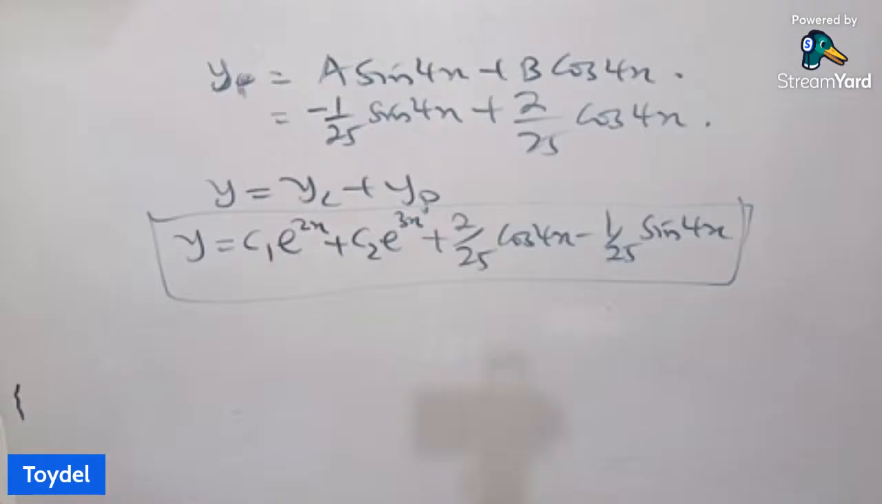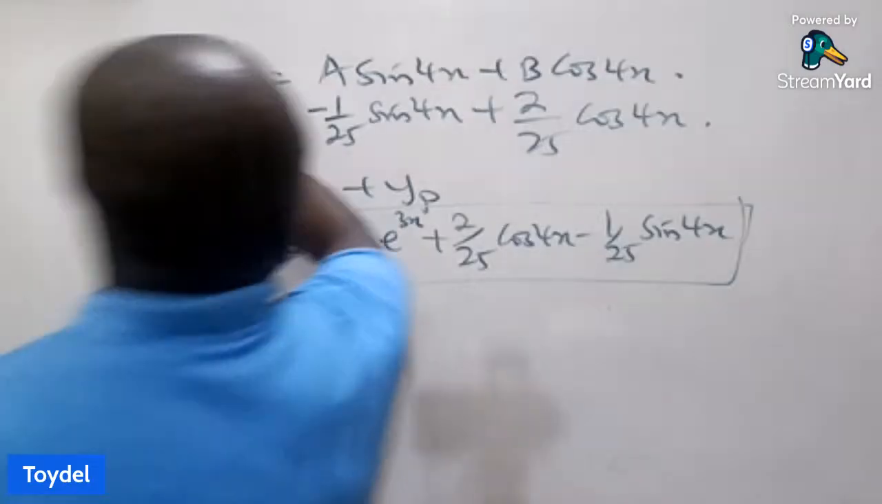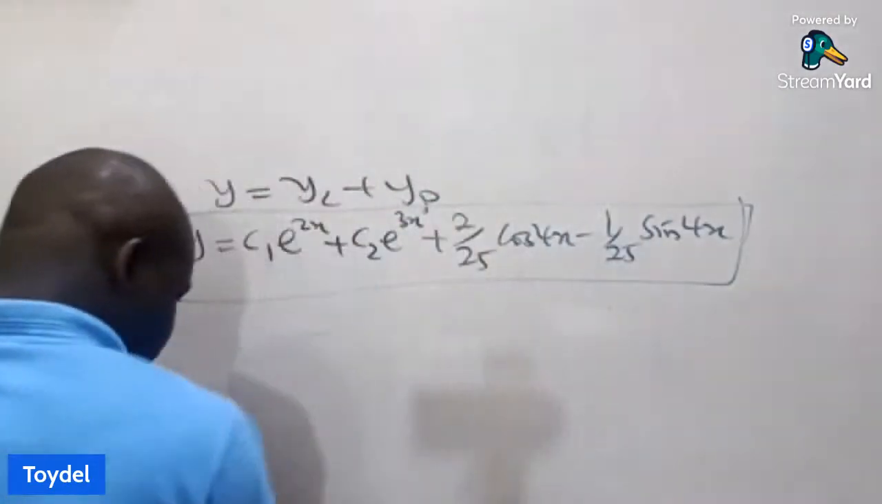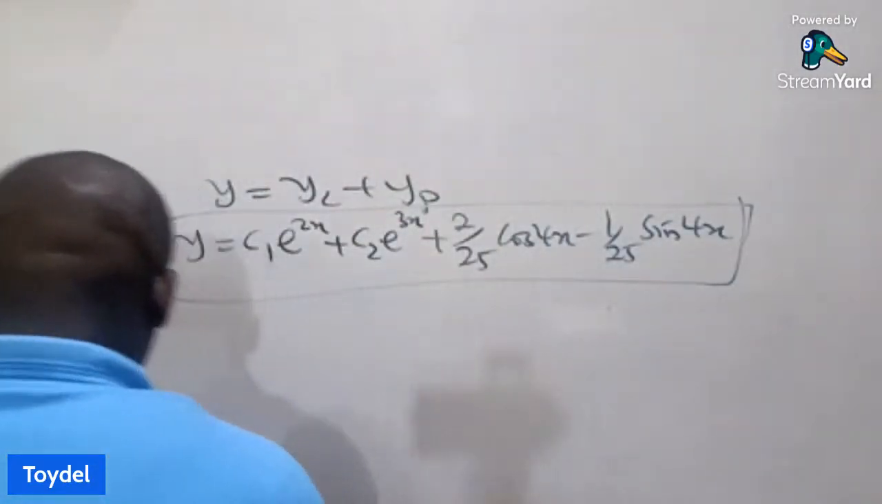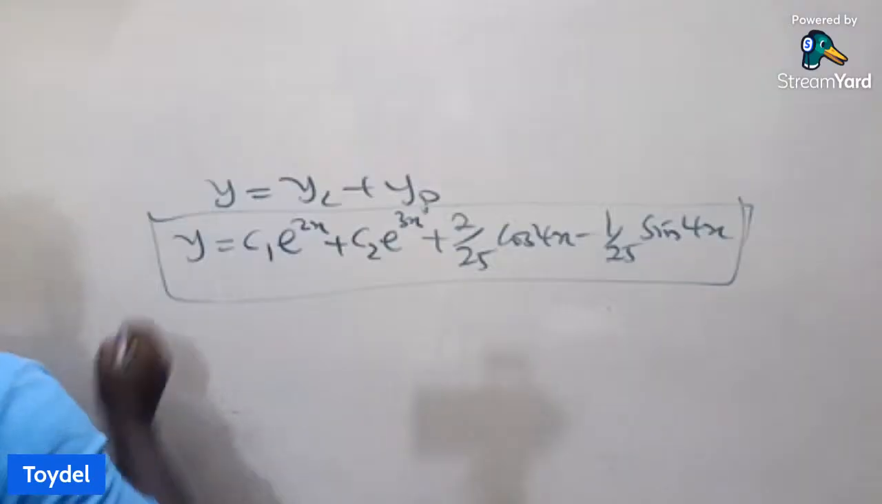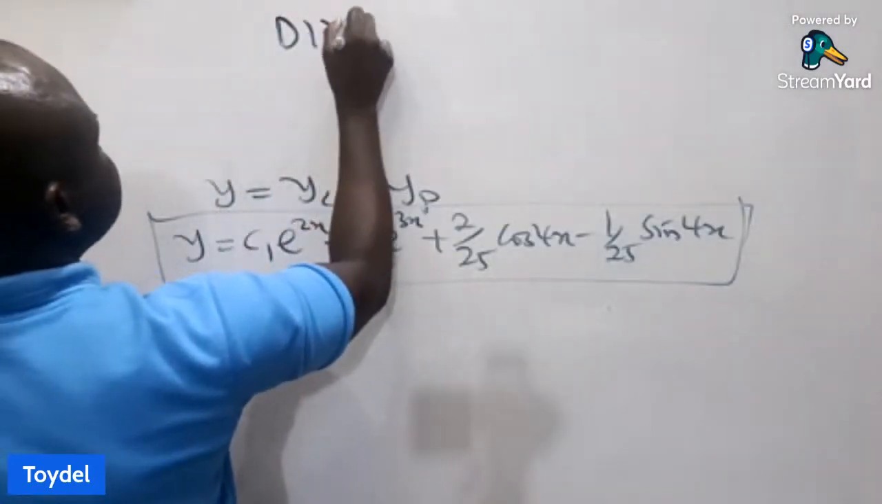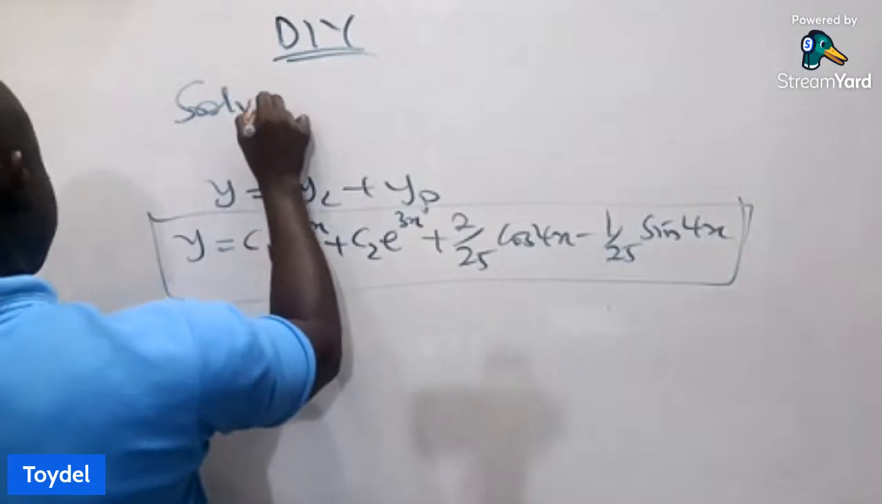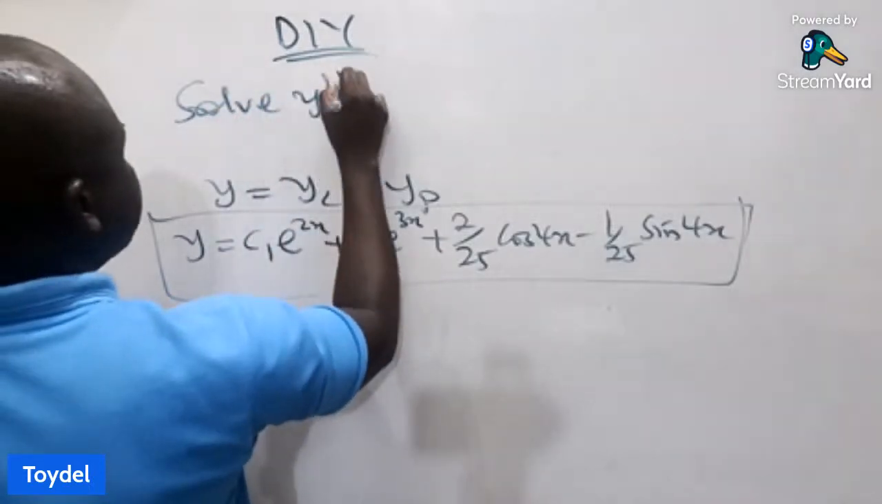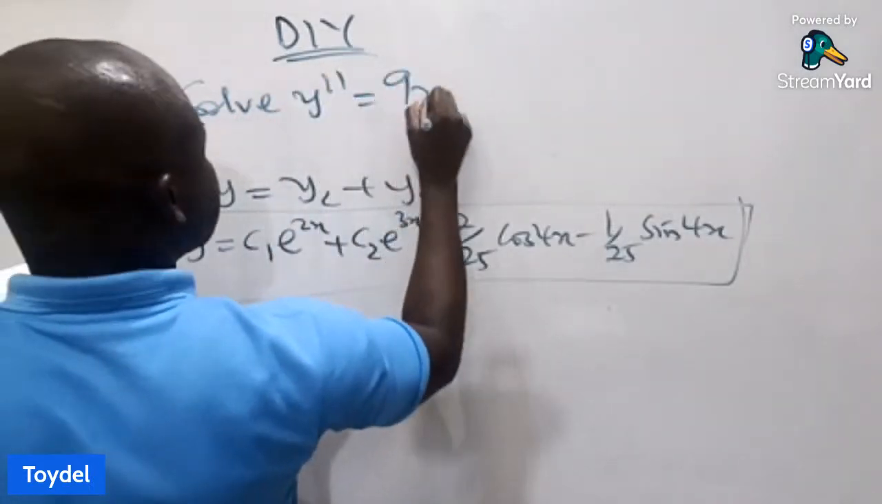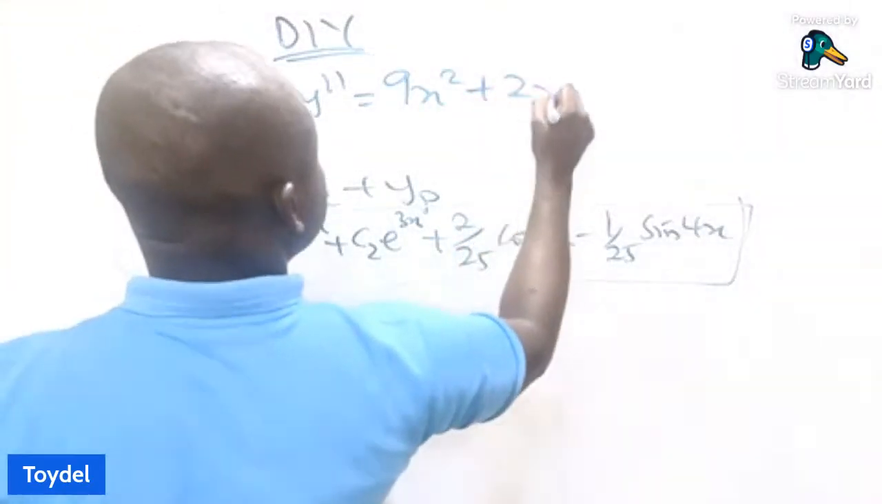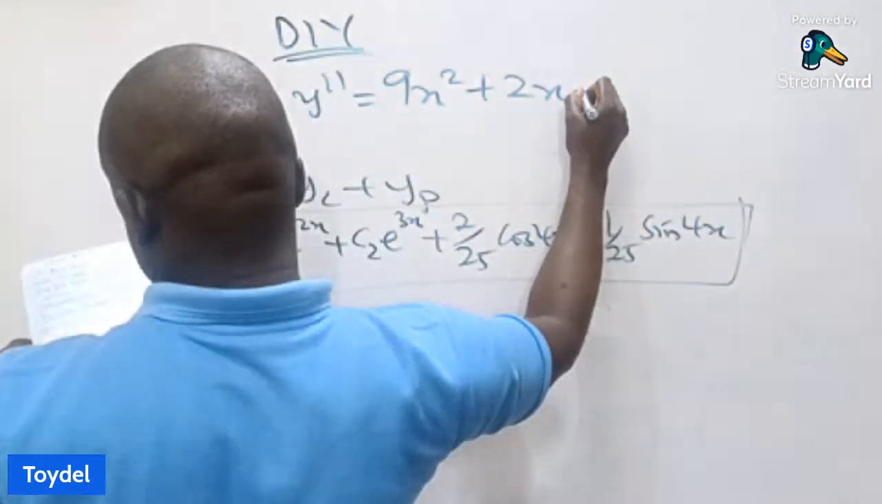It's just one question. I want you to attempt this question and see if you will be able to solve the problem. This is the question we have to solve, so do it yourself. Solve y double prime is equal to 9x squared plus 2x minus 1.